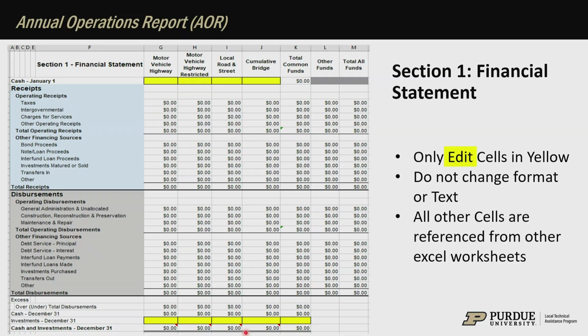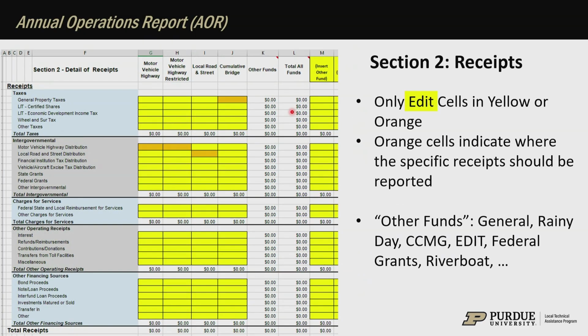So for the financial statement here in section 1, the only things you'll be filling in are the cash balances for the MVH, restricted, local road and street, Cume Bridge, and then any investments that you make throughout the year as of December 31st at the end of the calendar year. All those other cells that you see here will be referenced in from the other worksheets that you'll fill in. So section 2 is the detail of receipts.